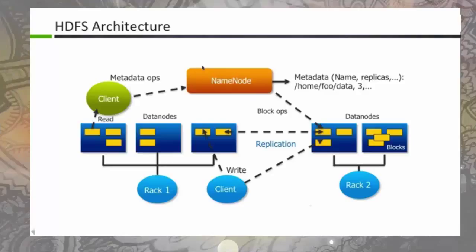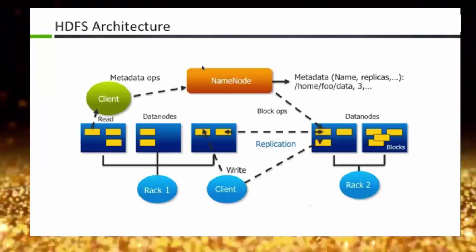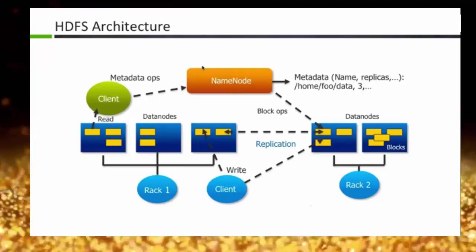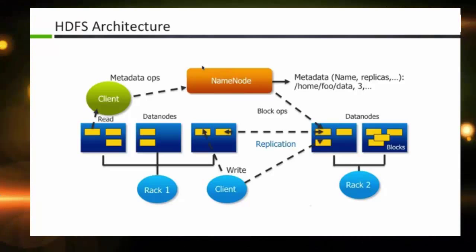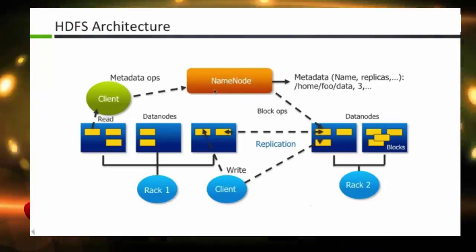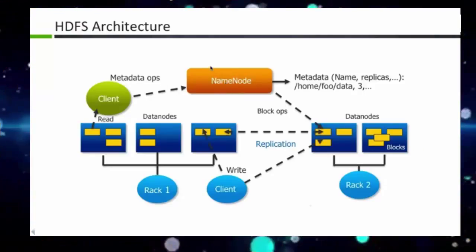What is metadata? Metadata is data about data. So things like where this data is stored, which blocks will have this data, the address of the data. File name, location, etc. are all metadata. So all the metadata operations happen on the name node. The name node stores the metadata only. It doesn't store the actual data anytime.